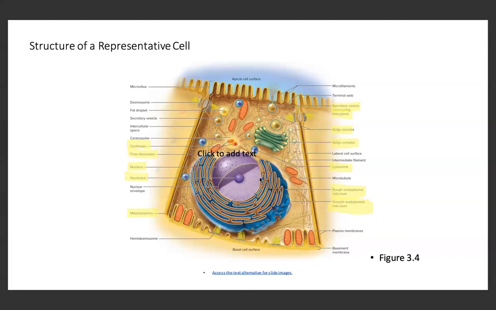These dots are ribosomes. As the endoplasmic reticulum moves away from the nucleus, we lose the ribosomes. And because of this, the texture of this area is smooth. And for this reason, we name this area the smooth endoplasmic reticulum.